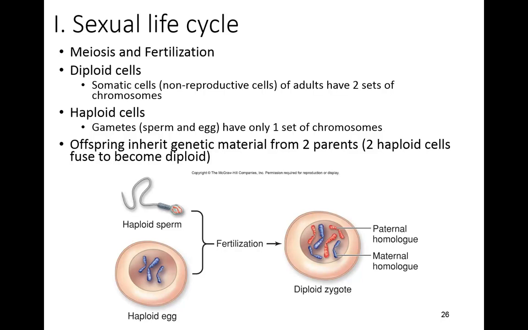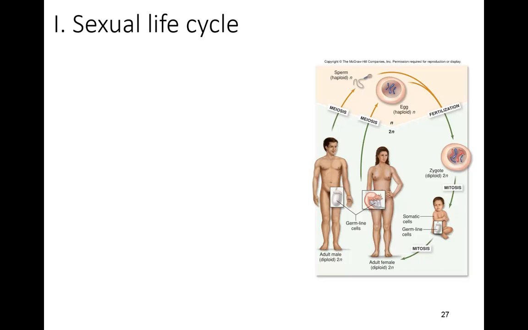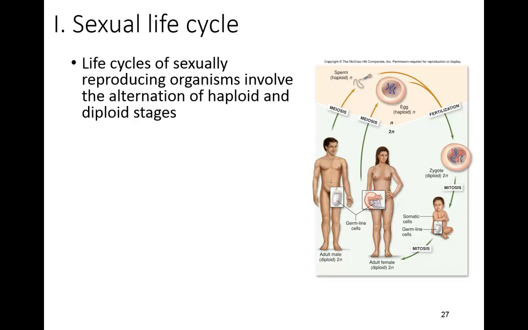So the offspring inherit one set of chromosomes from their mother and one from their father, and they become diploid, and that happens through the process of fertilization. Okay, sexually reproducing organisms will alternate between haploid and diploid stages, and for us, the haploid stage is very small, very short in humans, but in plants and other organisms, the haploid stage can actually be very long.